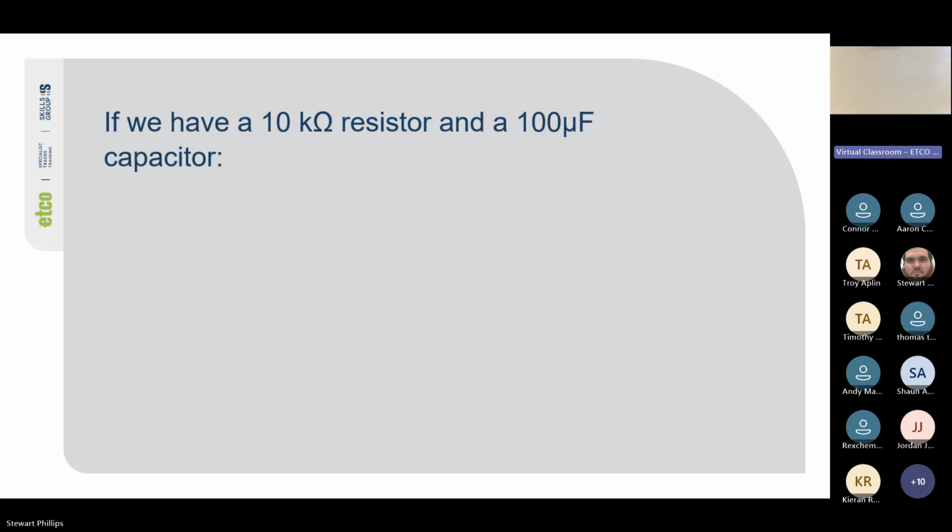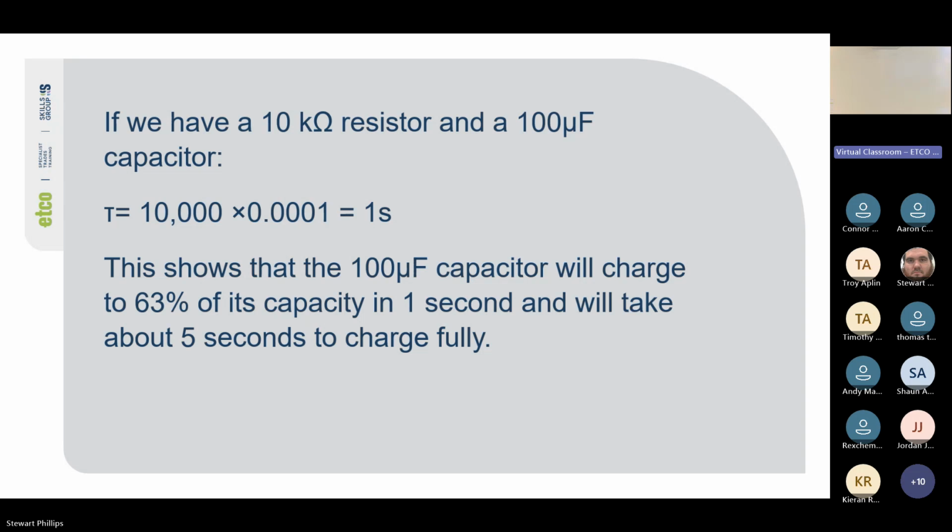Cool. So if we have a 10 kilo ohm resistor and a 100 microfarad capacitor, the time constant equals 1 second. This shows that the capacitor would charge to 63% of its capacity in 1 second and will take about 5 seconds to fully charge. So T equals R times C, resistance times capacitance.